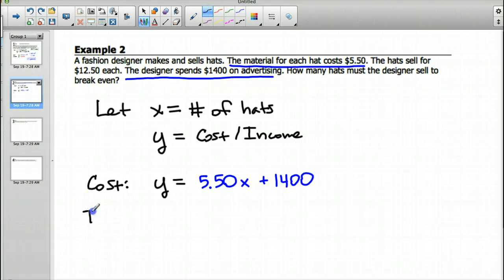Our income equation is going to be this. Y equals, they're selling the hats for $12.50 each, so this is the income, $12.50 a piece. So Y equals 12.50x.